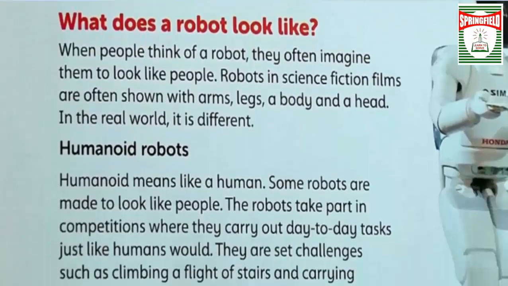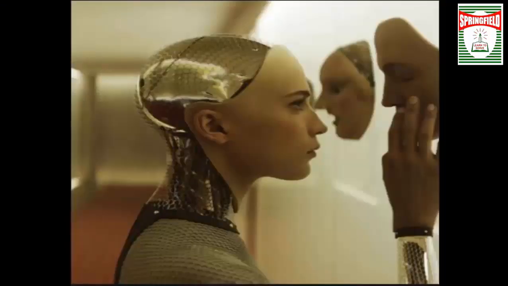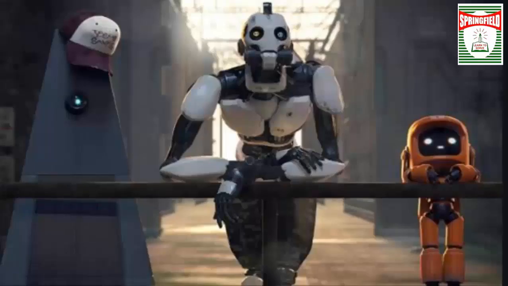What does a robot look like? When people think of a robot, they often imagine them to look like people. Robots in science fiction films are often shown with arms, legs, a body, and a head. In the real world, it is different. Humanoid robots. Humanoid means like a human. Some robots are made to look like people. The robots take part in competitions where they carry out day-to-day tasks just like humans would.